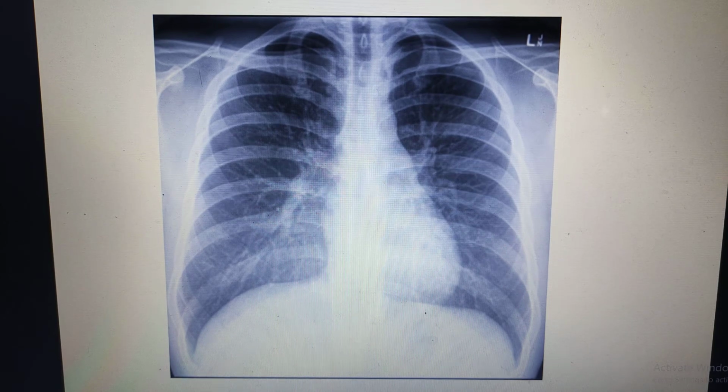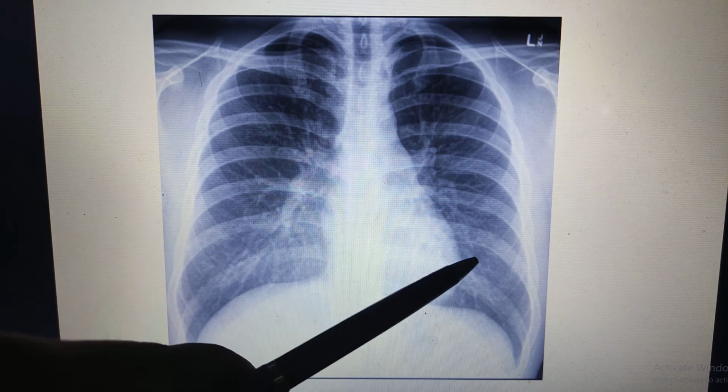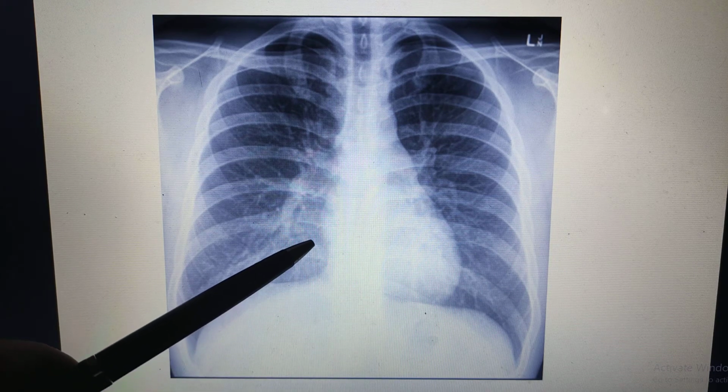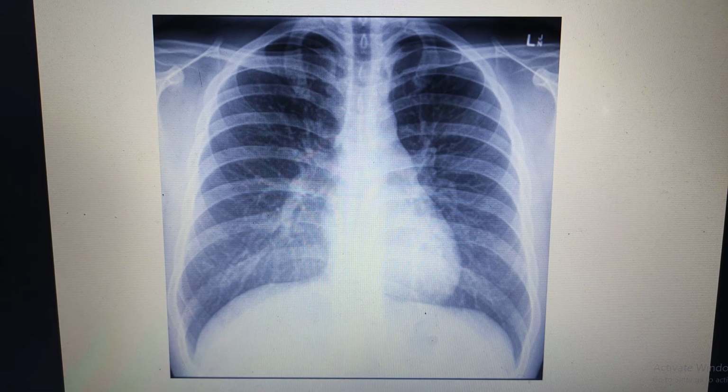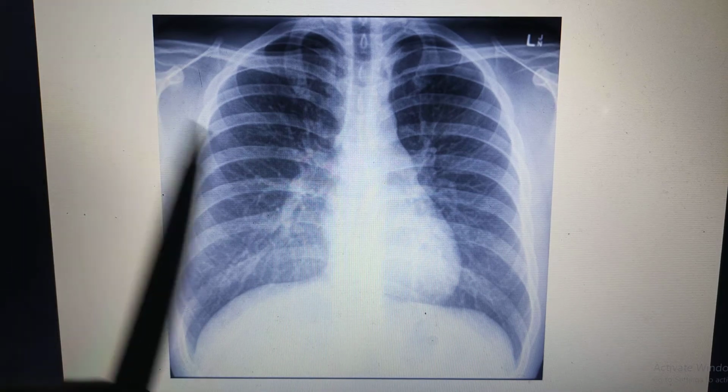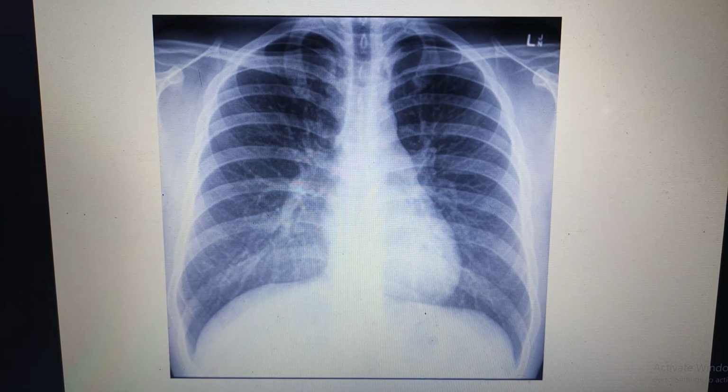After this is done, you have to see the heart. What is the size of the heart? Whenever we talk about size of the heart, you have to draw a line from the maximum heart shadow to the maximum transverse diameter of the chest. You have to make sure that this length is less than 50% of the transverse diameter of the chest.